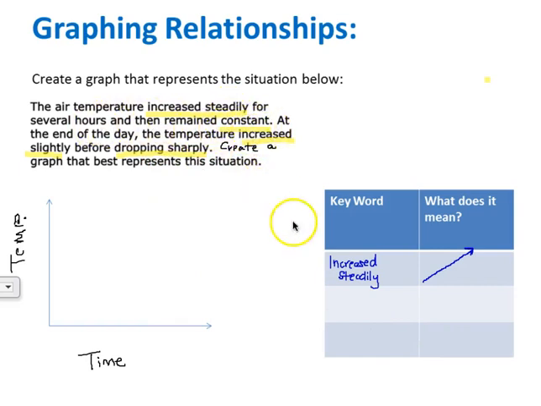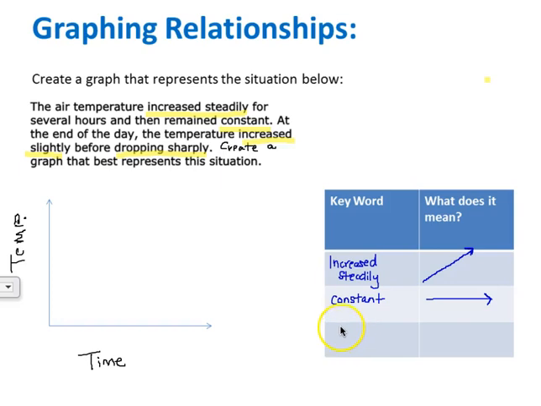And then it remained constant. Constant is our next key word. And constant, so what does constant mean? So constant means it remains at the same temperature. It means it's not increasing or decreasing. So we're going to have a horizontal line to show that the temperature is remaining the same. It's staying constant. So that horizontal line shows us that.